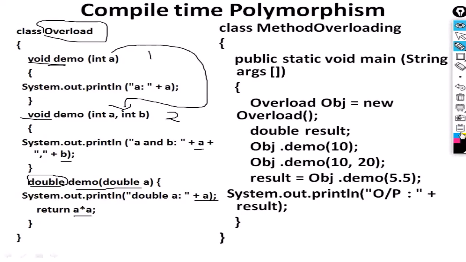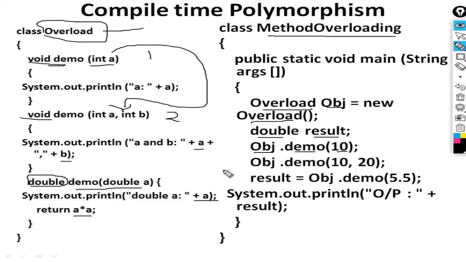Here we have method overloading, that is the name of the program. String array arguments are within this one. Overload is the name of the class. The object is created, so a new instance is created. We have created a variable, double result. Now object.demo(10): a single argument is passed, which means the value should be passed to the single-argument method, integer a. For integer a, 10 is passed.